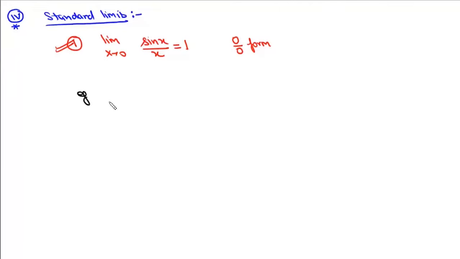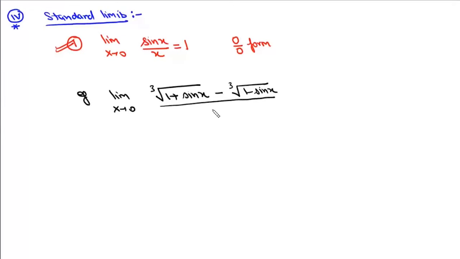Say for example, we have this limit x tends to 0 of (cube root of (1 plus sine x) minus cube root of (1 minus sine x)) whole divided by x. Now first step here again is checking its form. If we put x as 0, this is 1 minus 1, 0, and x is 0, so this is 0 upon 0 form. And since we have this cube root, we are going to rationalize it.